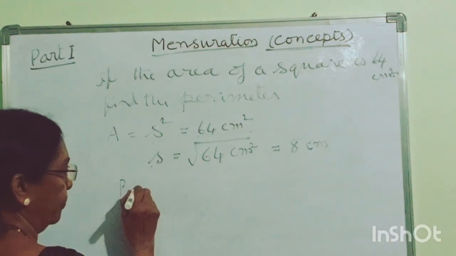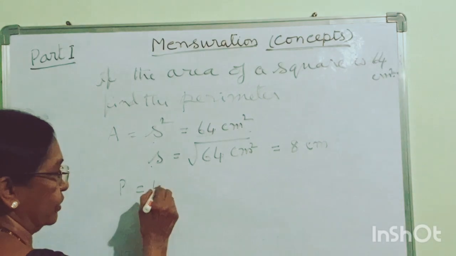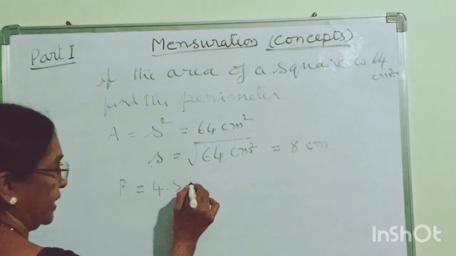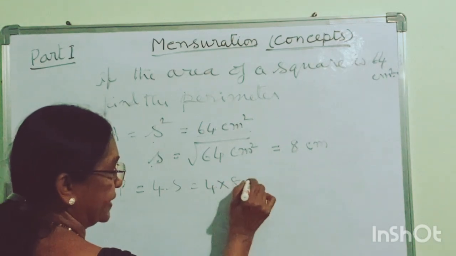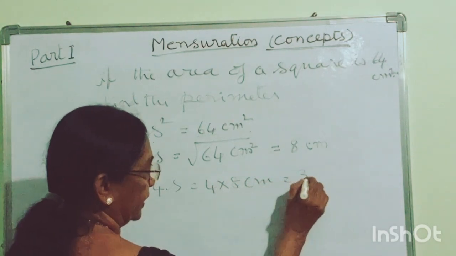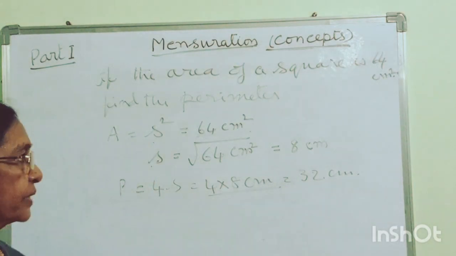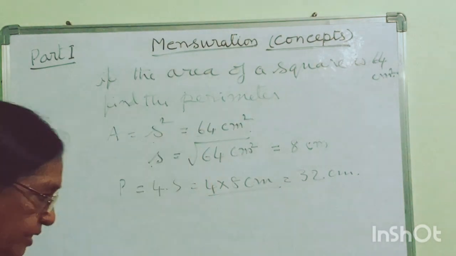And we need the perimeter. Perimeter is equal to 4s. Perimeter of a square is 4s. Therefore, 4 into 8 centimeters, which is 32 centimeters. Thus, we can solve this problem.